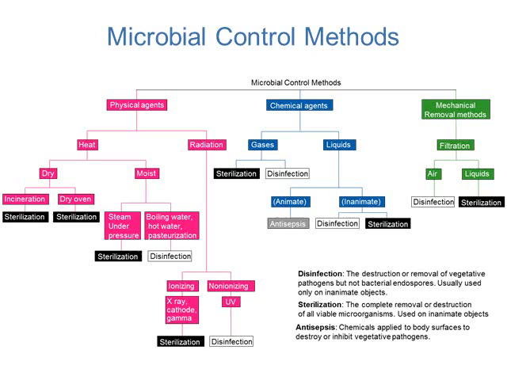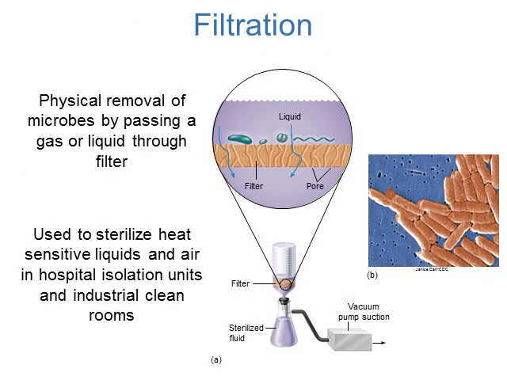In part 2 we looked at these pink types of agents, so the physical agents, like I just said, the heat and the radiation. This part we're going to be looking at chemical agents and then also the mechanical removal methods. So we'll just look at filtration very quickly. Alright, so first to get filtration out of the way.